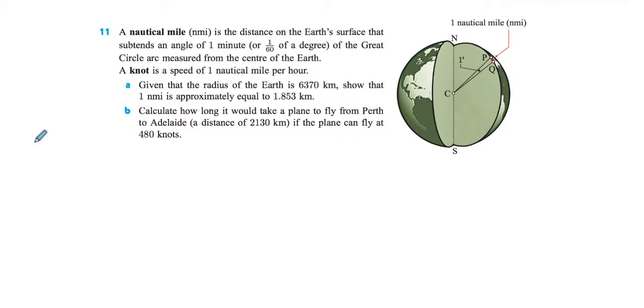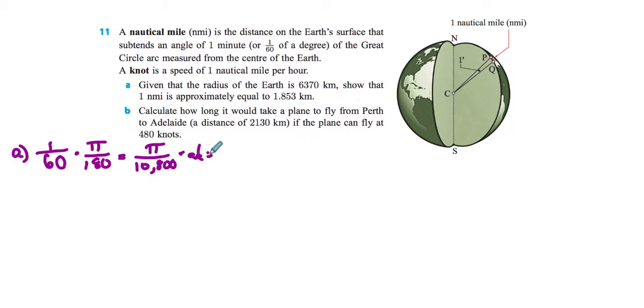Okay, let's look at the Earth one, talking about nautical miles. Given that the radius of the Earth is 6,370 kilometers, show that 1 nautical mile is approximately equal to 1.853 kilometers. All right, so what's my angle measurement? My angle measurement is 1 over 60 degrees. So I'm going to change that into radians. So that's going to be pi over 10,800.